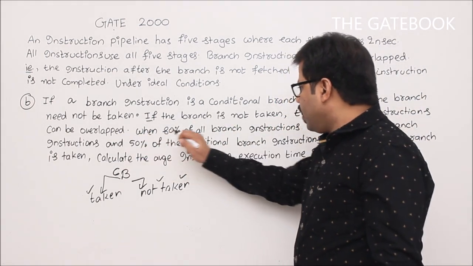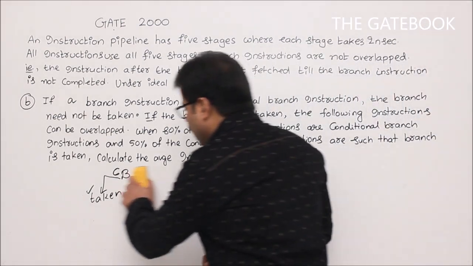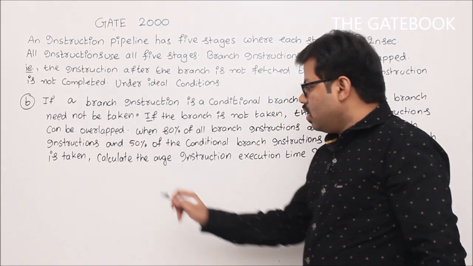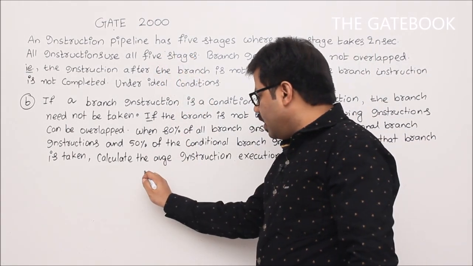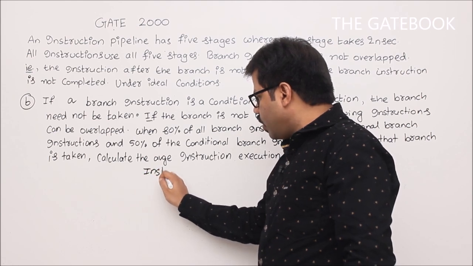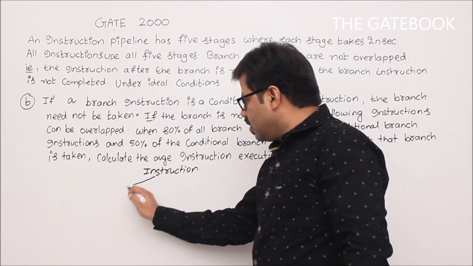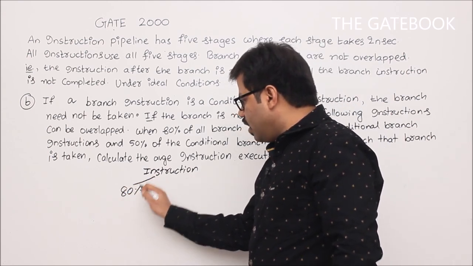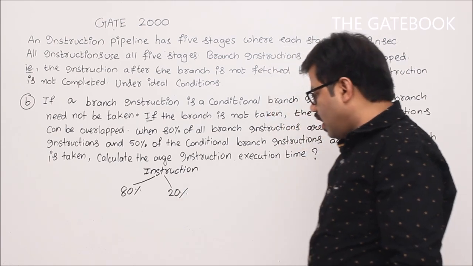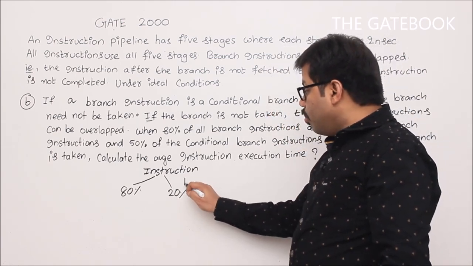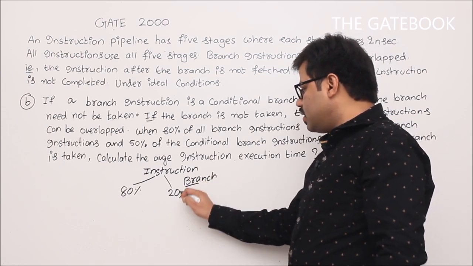Next, when 80% of all branch instructions are conditional branch instructions. Now he is explaining the statistics. We know that this is a linked question. In the instructions, how many are general instructions? 80%. We know that, right? Out of that 100, 20% are branch instructions. Let me tag them like this. The label is branch here.